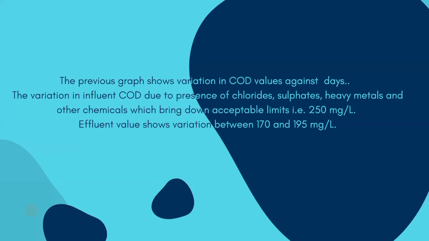Change the slide, please. The previous graph shows variation in COD values against days. The variation in influent COD is due to presence of chlorides, sulfates, heavy metals, and other chemicals which bring it down to the acceptable limit, that is 250 milligram per liter. Effluent value shows variation between 170 and 195 milligram per liter. Next slide.